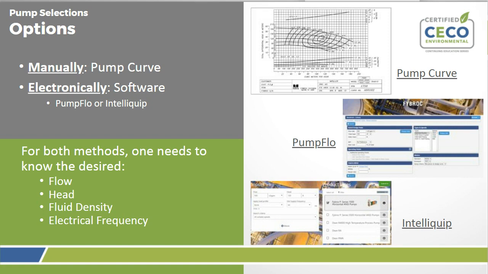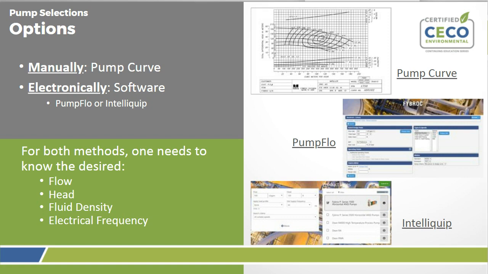On the right here, we're showing a manual pump curve on top. For the electronic software, there's a number of different packages out there. Pump Flow and IntelliQuip are among the most popular now. We've been using Pump Flow for a number of years. We're starting to get into IntelliQuip, and we are hoping to make that transition pretty soon, but we are still using Pump Flow and working on the IntelliQuip selector and configurator currently.